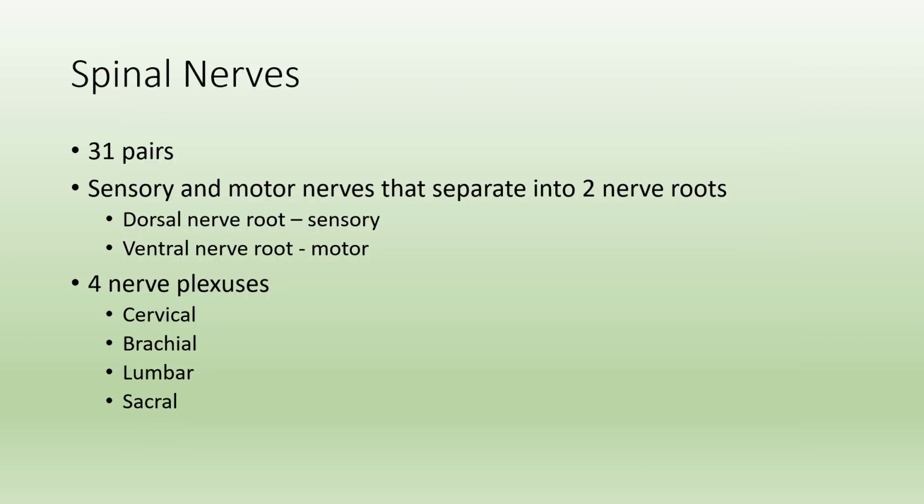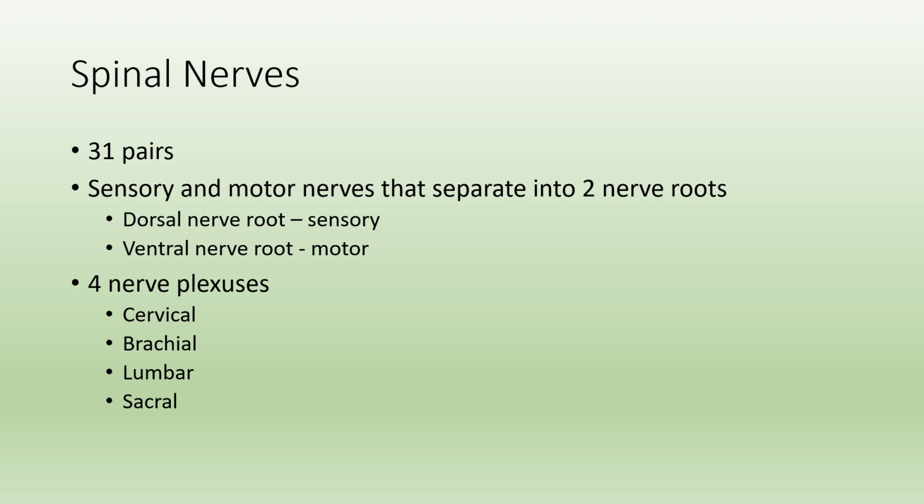The spinal nerves are a similar situation, where they're part of the peripheral nervous system, but it is the attachment point to the spine. There are 31 pairs of these. The spinal nerves come in. They have both sensory and motor nerves with them, and then they're going to separate. The sensory nerves will separate into what we call the dorsal nerve root, and the motor nerves separate into what we call the ventral nerve root, and that has the motor.